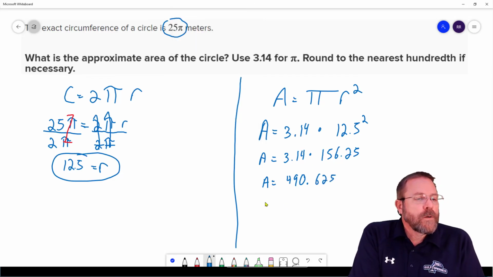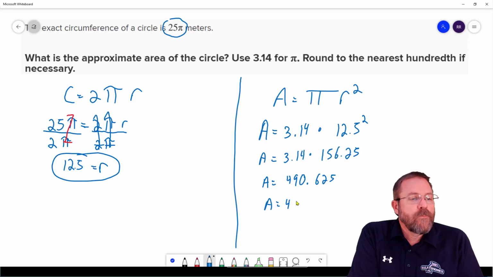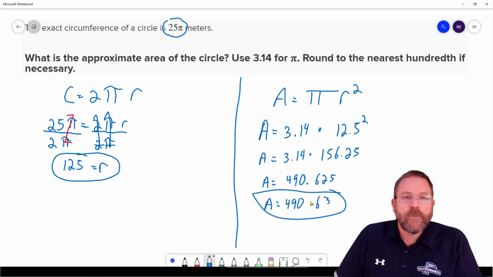490.625, rounded to the nearest hundredths place. That's going to be 490.63, which we're going to put in our final answer.